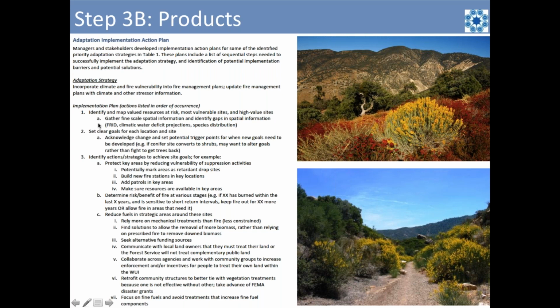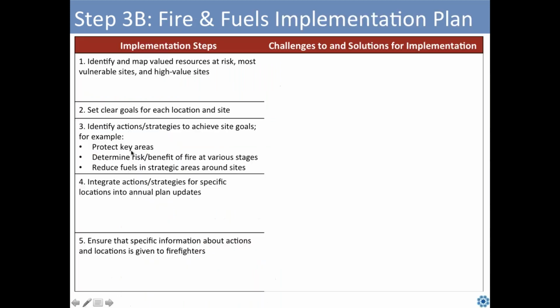So we need to be gathering this sort of fine-scale spatial information so we can incorporate that into our fire management plans. This goes into a lot more detail in the products that are available on the website, but this just gives you a snapshot of the stepwise process that was developed for these different management activities and for these adaptation strategies. We also asked participants to identify specific challenges to implementation of the different steps in this implementation plan, and then what the solutions to those challenges might be.